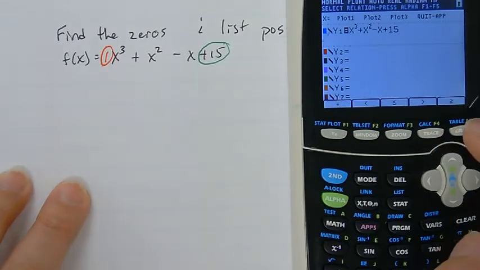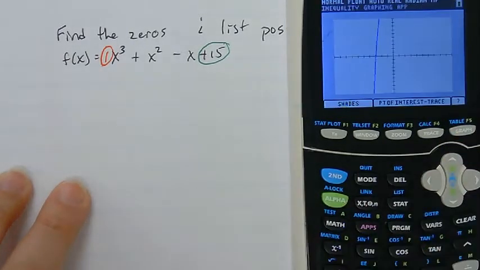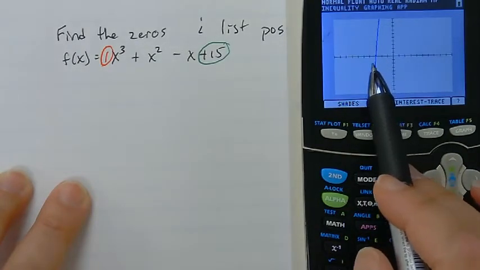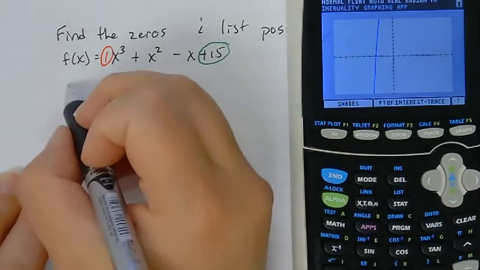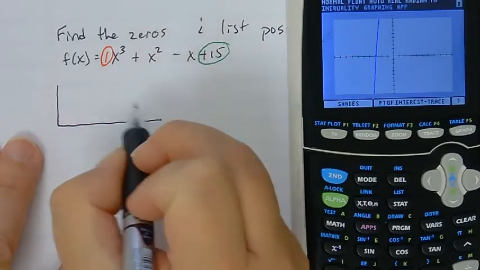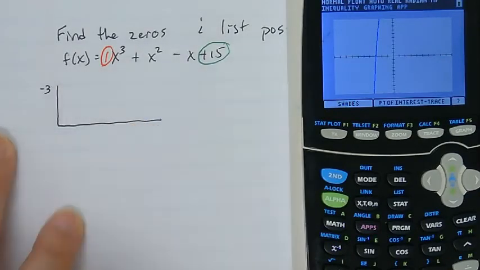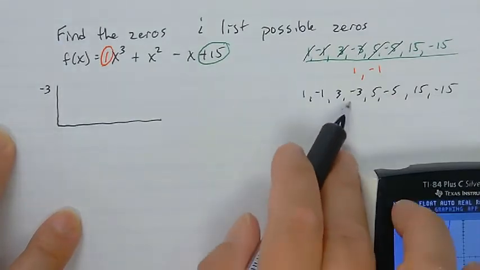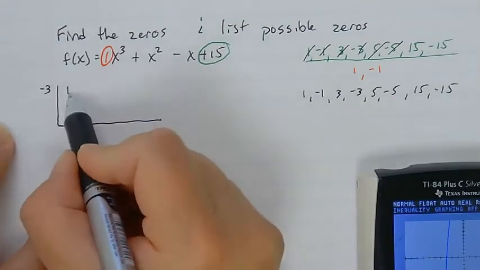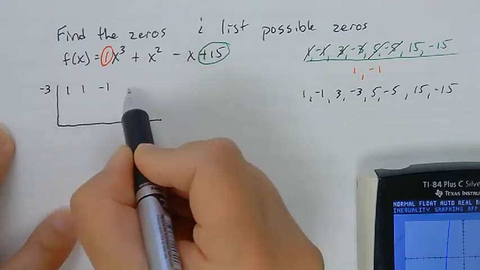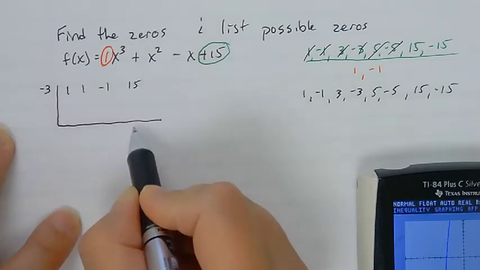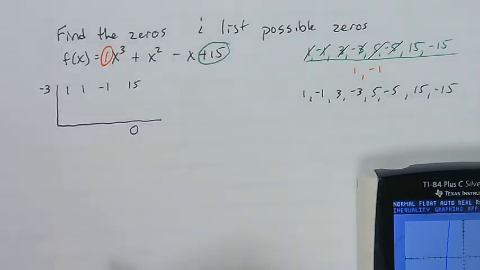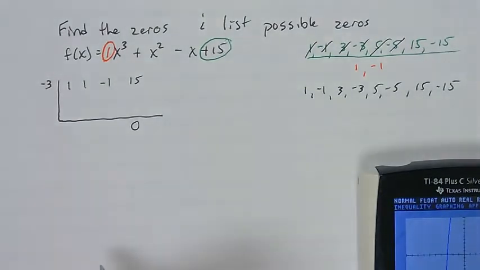So when I put this in the graphing calculator, I'm going to hit graph. And it looks like this graph is passing through -3. So I know that's the one I want to try first with synthetic division. And -3 is on my list, so that's good. It's probably right. So I have 1, 1, -1, and 15. What I'm looking for is a 0 right here. If that's a 0, then I know I've found my first 0.